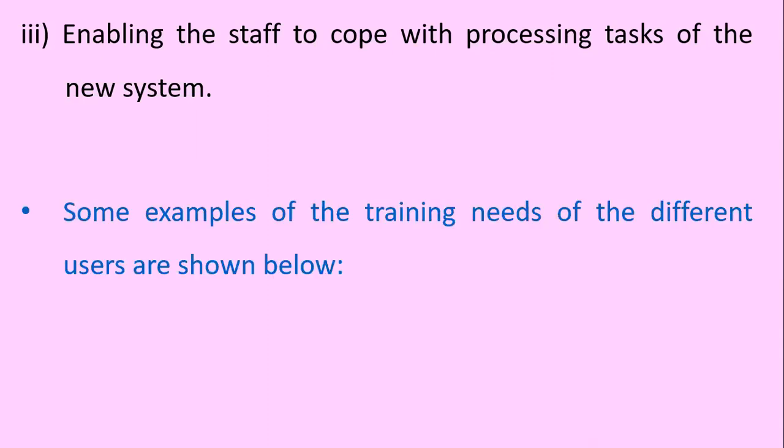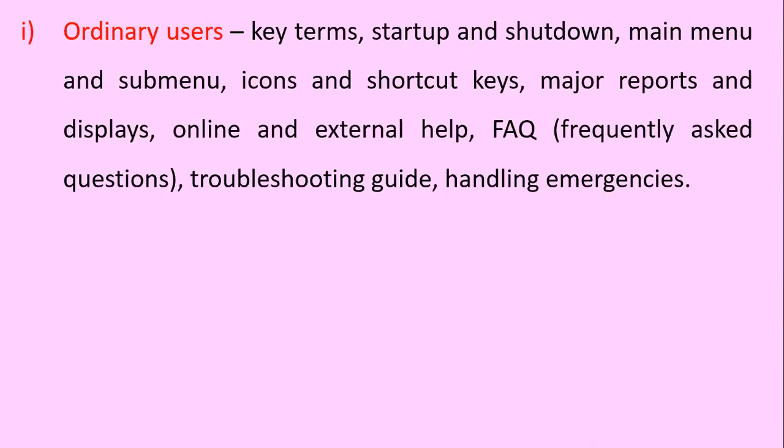Some examples of the training needs of the different users include, number 1, when it comes to the ordinary users, they need to be trained on the key terms, the startup and shutdown of the system, the main menu and submenu, the icons and shortcut keys, the major reports and displays, online and external help, the frequently asked questions, troubleshooting guide, as well as handling emergencies.